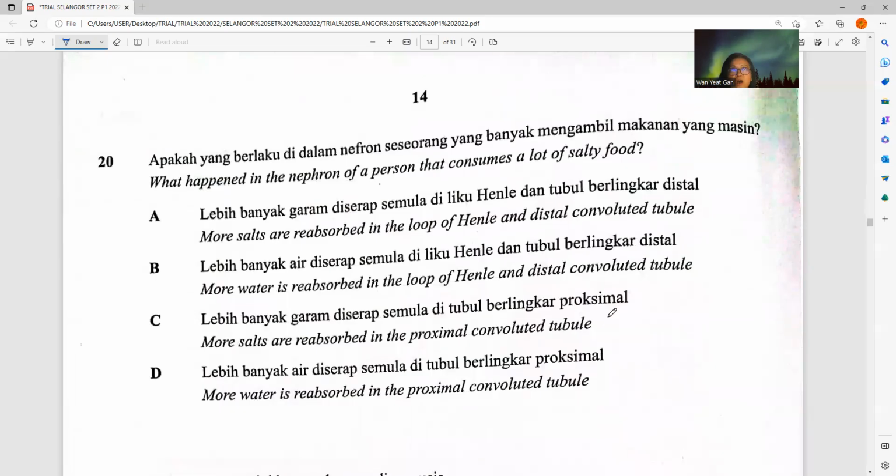Number 20. What happened in the nephron of a person that consumed a lot of salty food? A lot of salty food means BOP, blood osmotic pressure, will increase. That means more water needs to be reabsorbed in the loop of Henle and distal convoluted tubule because his BOP is high. When more water is reabsorbed, then blood osmotic pressure can decrease back to normal, yeah.